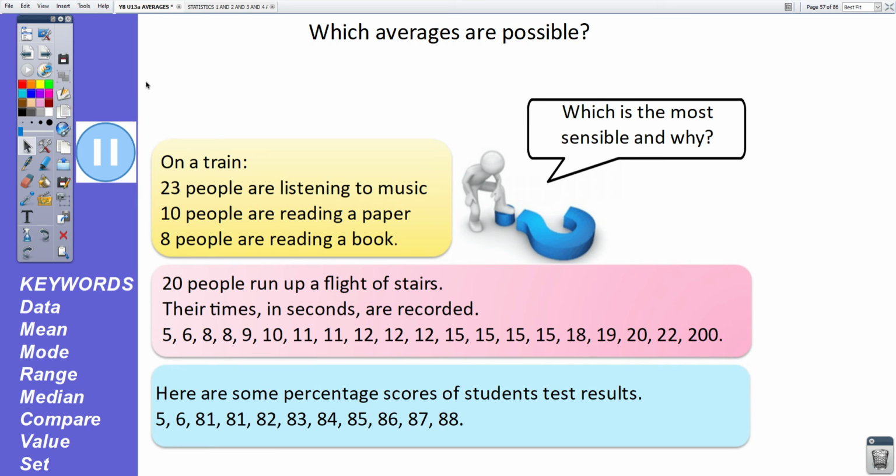Which averages are possible, but even more so, which is the most sensible average to use for these 3 examples? I would like you to pause the video, have a think about these 3 examples and decide which average, mode, median, range or mean would be most appropriate for these 3 examples. Pause your video and unpause it when you are ready to continue.